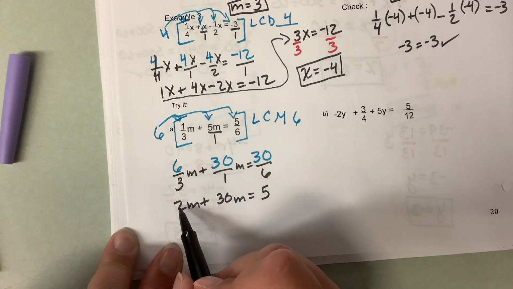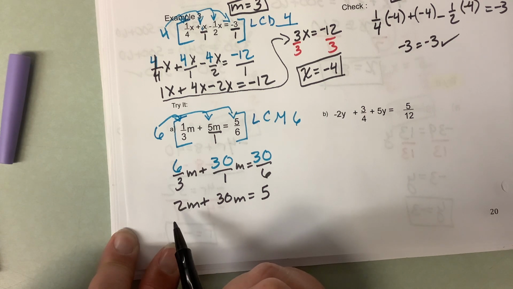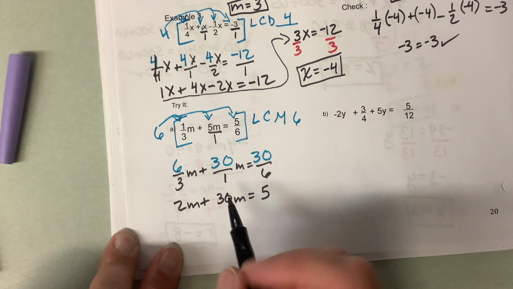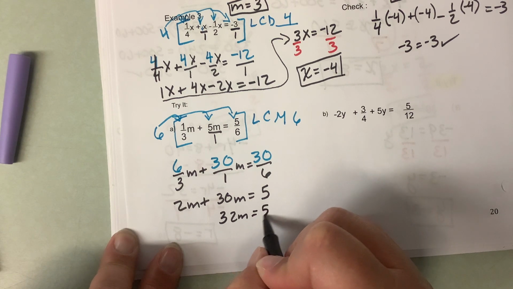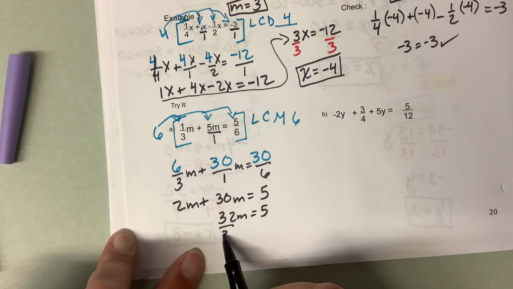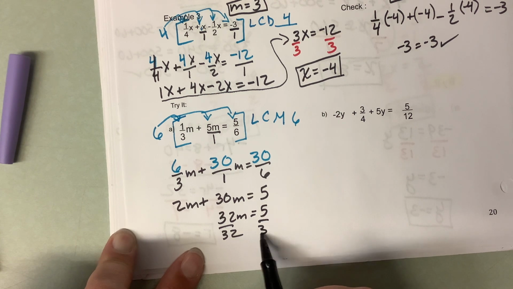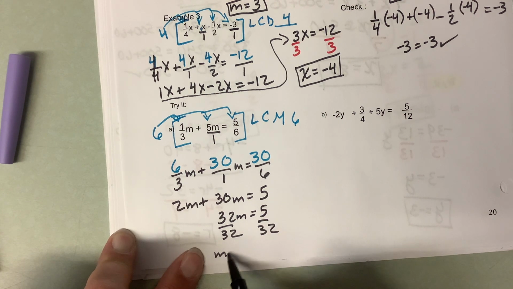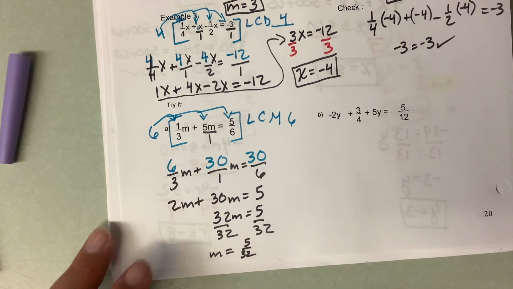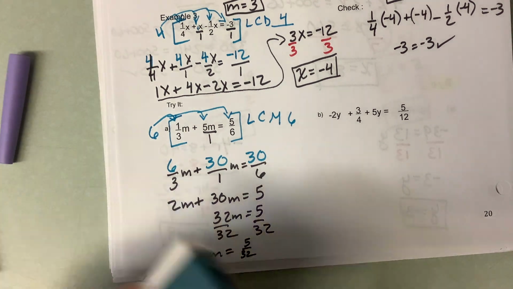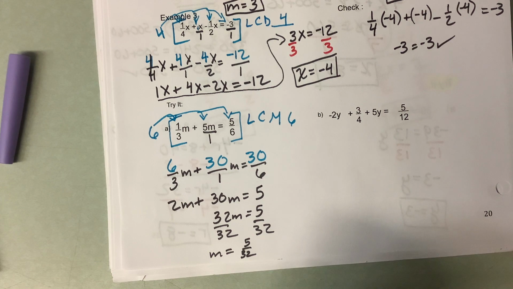Okay. Did I do that right? Yeah. 32 m equals 5. Divide by 32. Divide by 32. M equals 5 over 32. I am going to check that because Lord knows it doesn't look very good, does it?